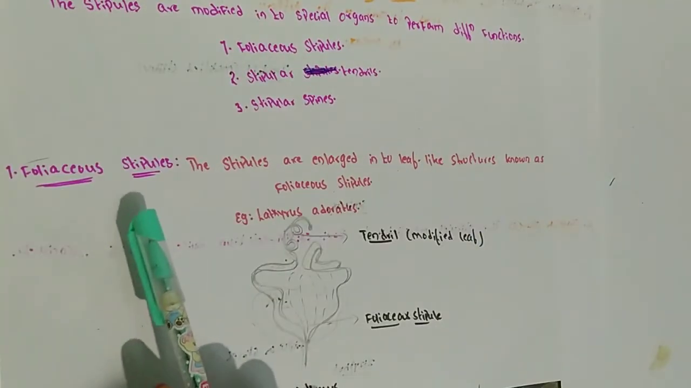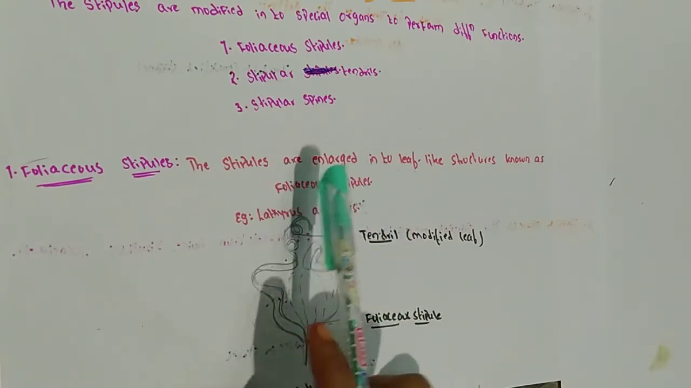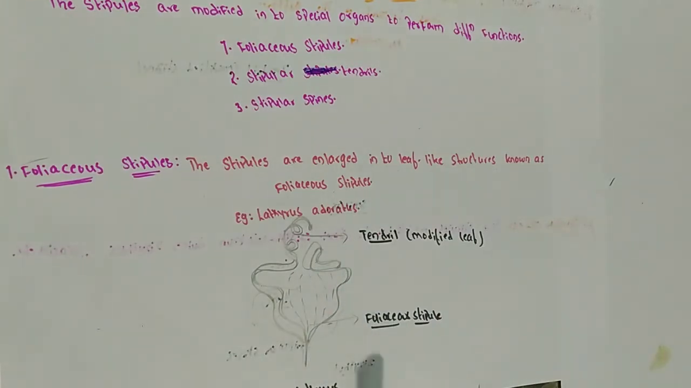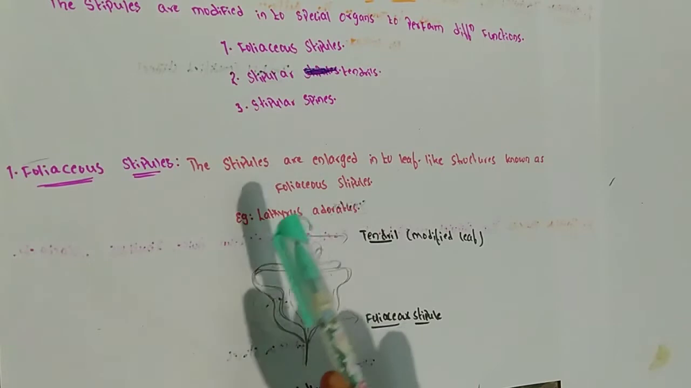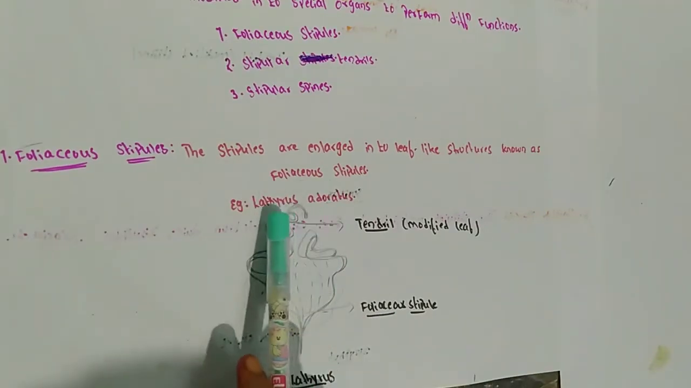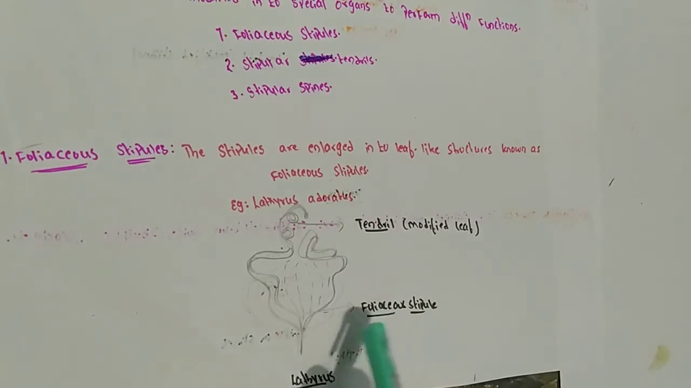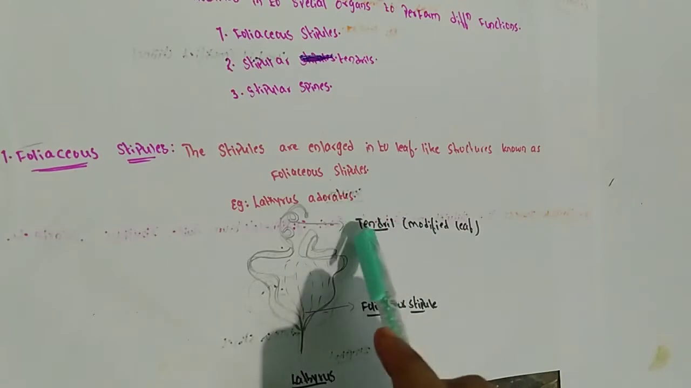First one, foliaceous stipules. The stipules are enlarged into leaf-like structures known as foliaceous stipules. Example, Lathyrus aphaca. See here, in Lathyrus, the foliaceous stipules are modified leaves.